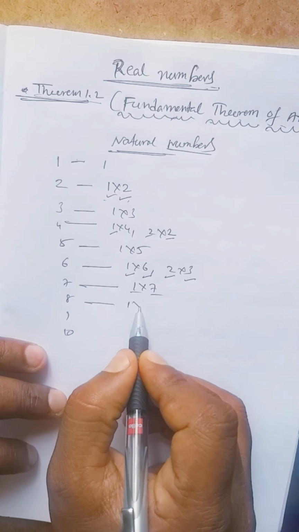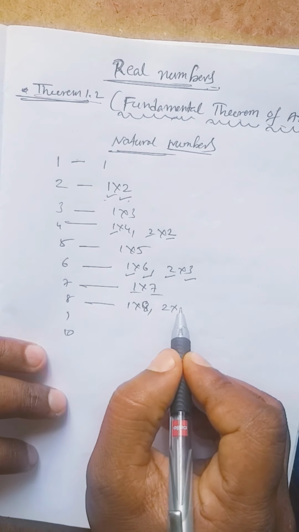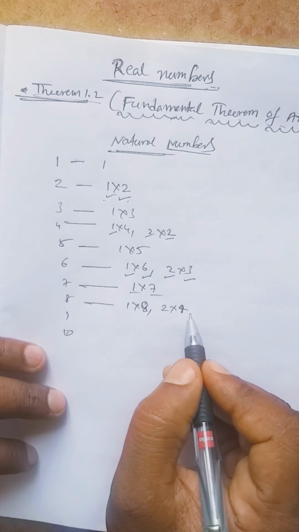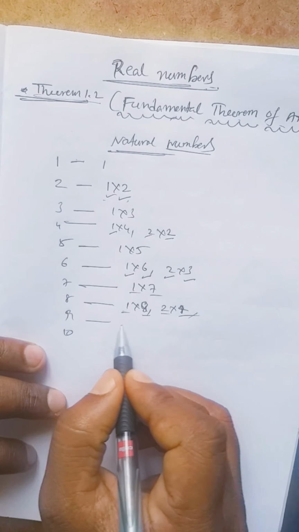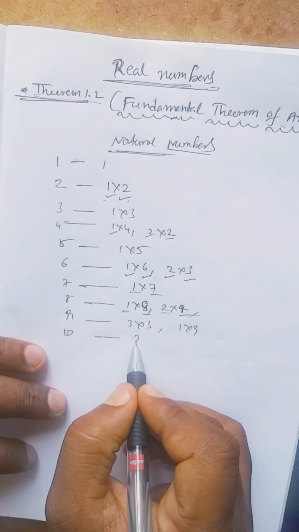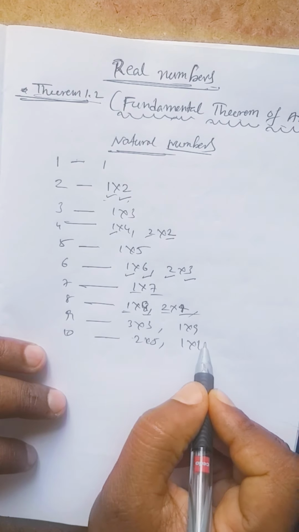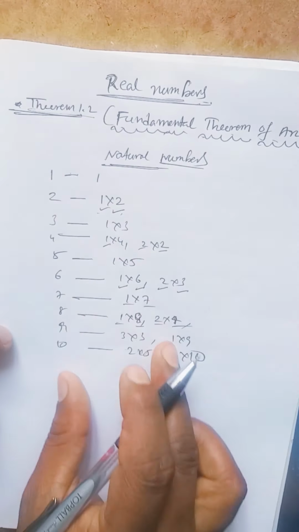8 factors: we can write 1 into 8, 2 into 4. So this is 1, 8, 2, 4. 9 factors: we can write 3 into 3, that is 3, and 1 into 9. 10 factors: 2 into 5, 1 into 10. So these are the different factors we are observing for some numbers.